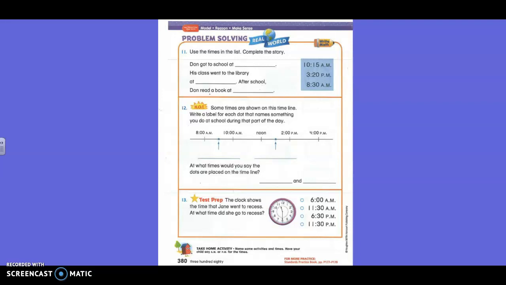It's hard. Okay, sometimes they're shown on this timeline. Write a label for each dot that names something you do at school during the part of the day. Okay, if it's between 8 and 10, what hour is between 8 and 10, everybody? Okay, at 9 o'clock. Right now it's 9:04. What are we doing? Math. All right, math right here. So we just write math?